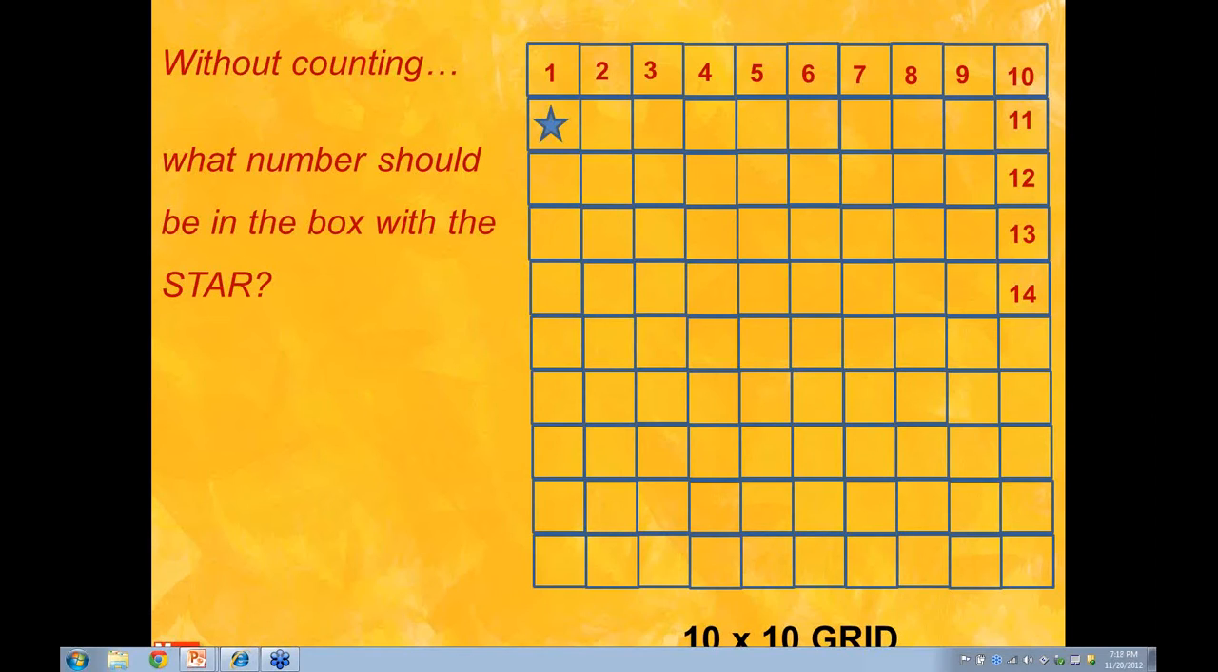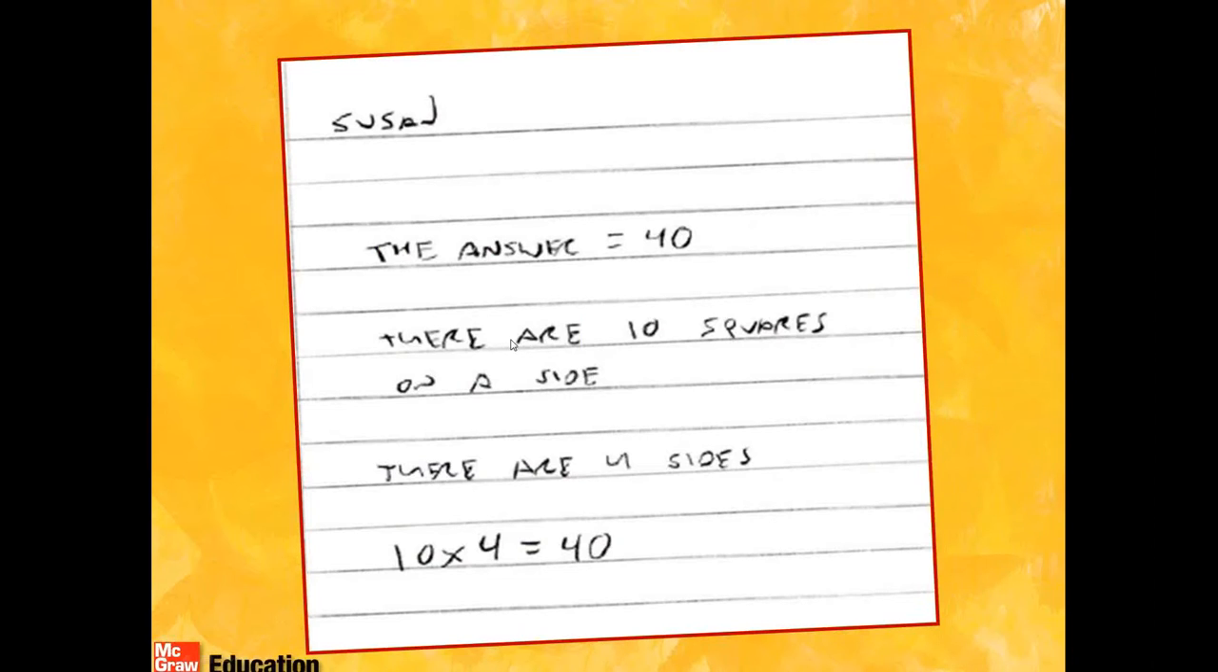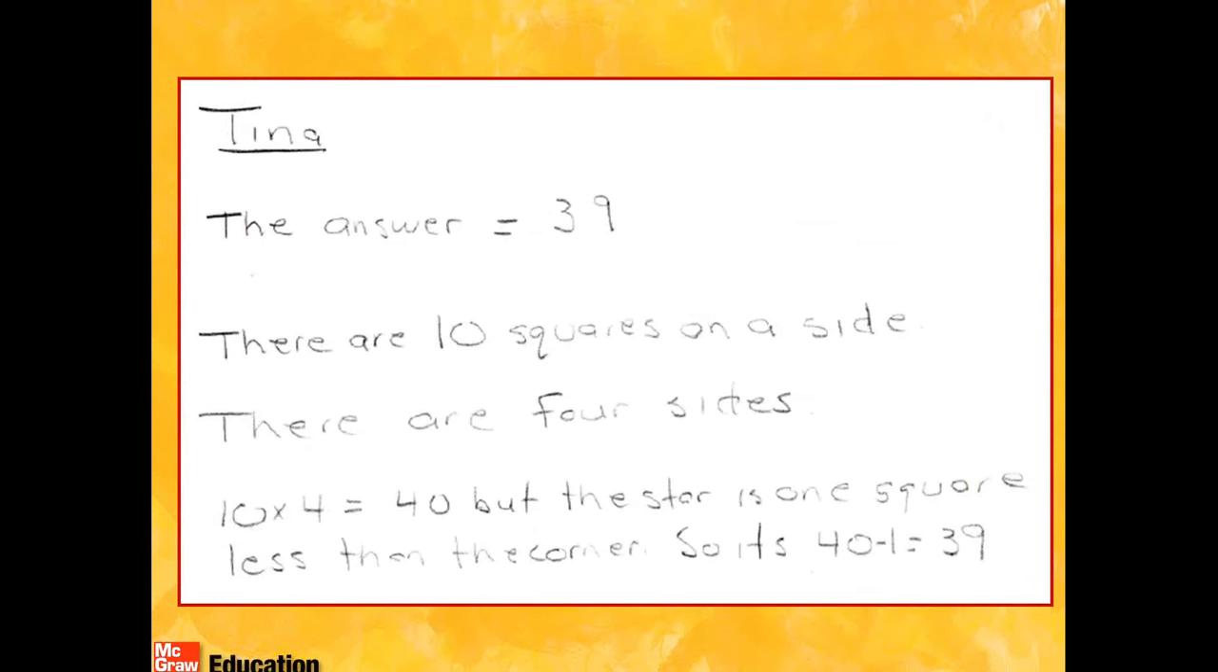All right, now before I share the answers with you, what I just want you to think about is some student responses in solving this. Here's an example of one student's work, Susan, and she wrote the answer was 40. And her reasoning was that there are 10 squares on a side, and there are 4 sides, so 10 times 4 is 40. I see that some of you may have thought the same, as 19% of you answered 40 as an answer.